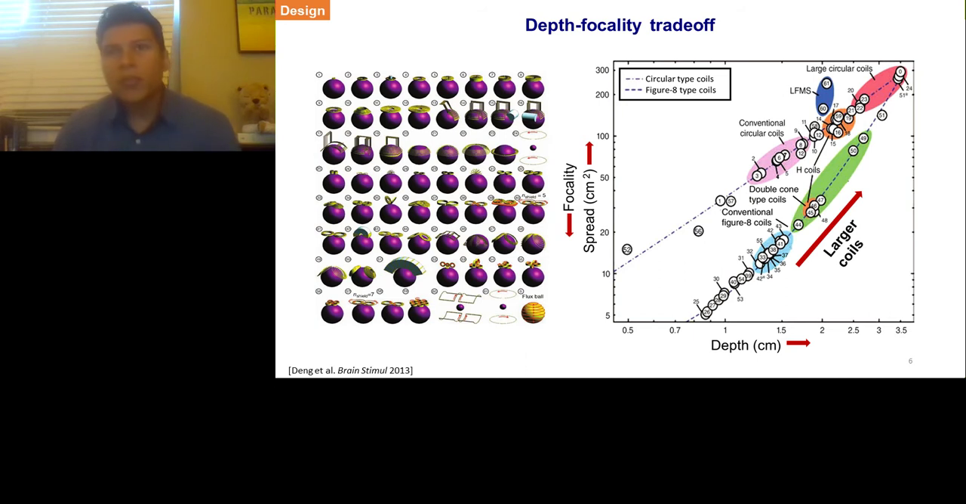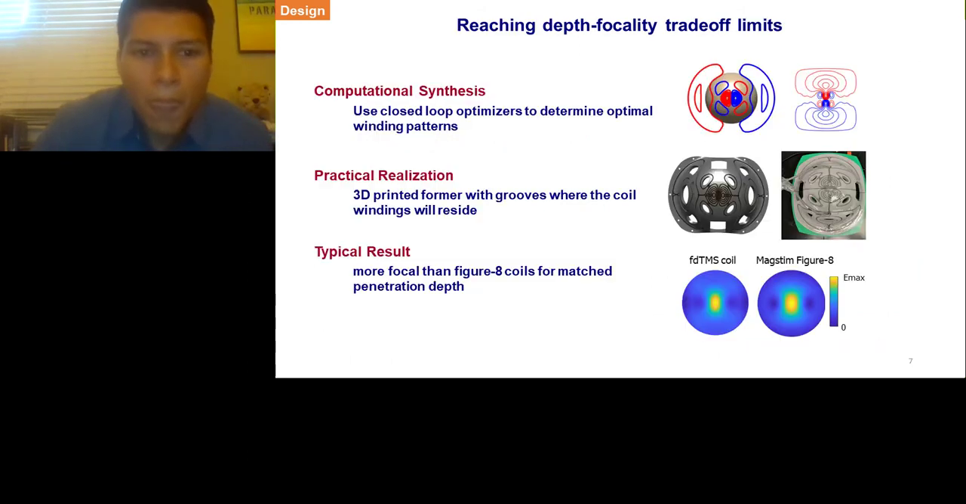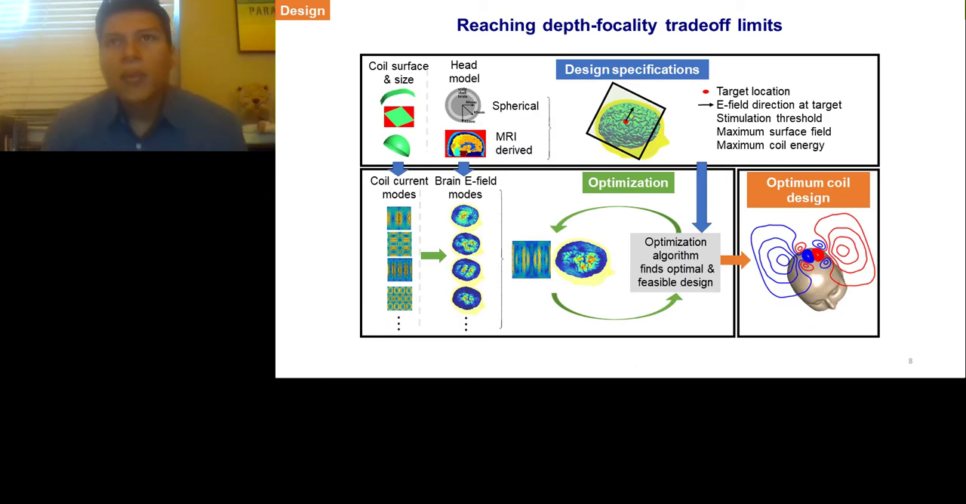And so to improve on these figure-8 coils, what we do is we use closed-loop optimizers to determine the optimal winding patterns. Then we 3D print a former with grooves where the coil windings will reside. We wind our coil, and as it turns out, a typical result is that our coils are more focal than standard figure-8 coils. And so the way our optimization works is that we choose a coil support.